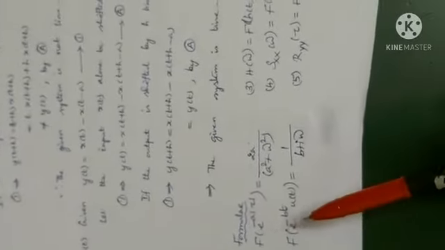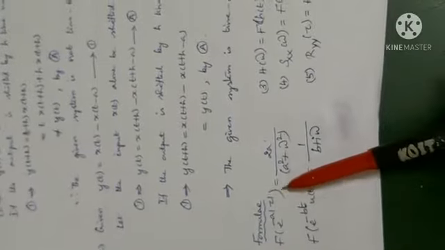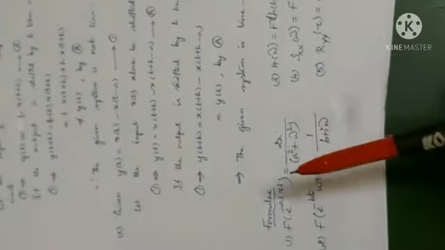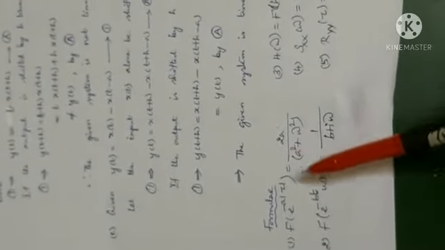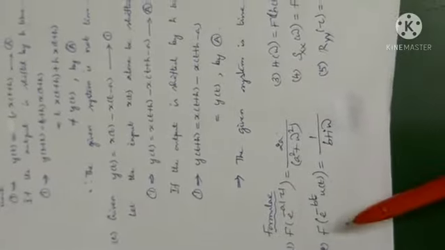And I want to recall for you the formula: Fourier transform of e power minus a into mod tau. We have seen these two formulas in our fourth unit, right? In the fourth unit. Fourier transform of this is 2a by a square plus omega square. Fourier transform of e power minus b into u of t.